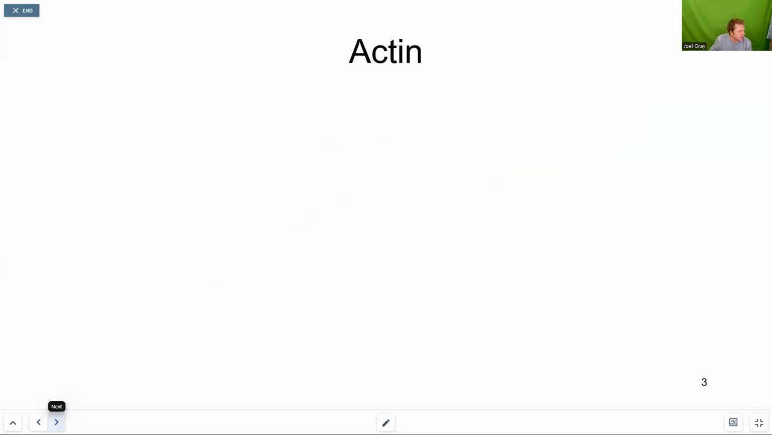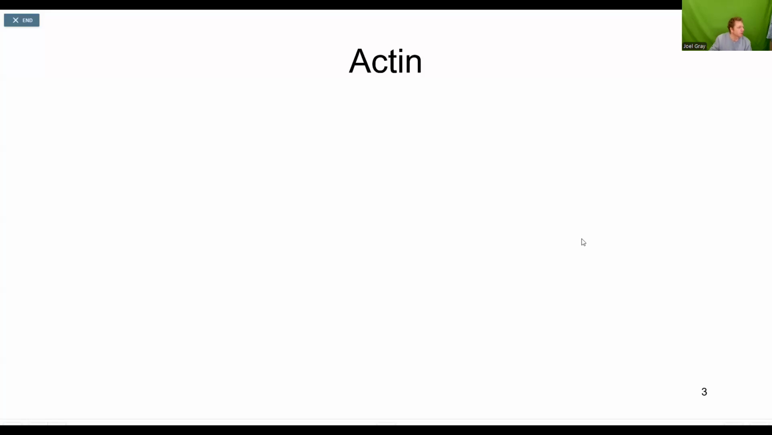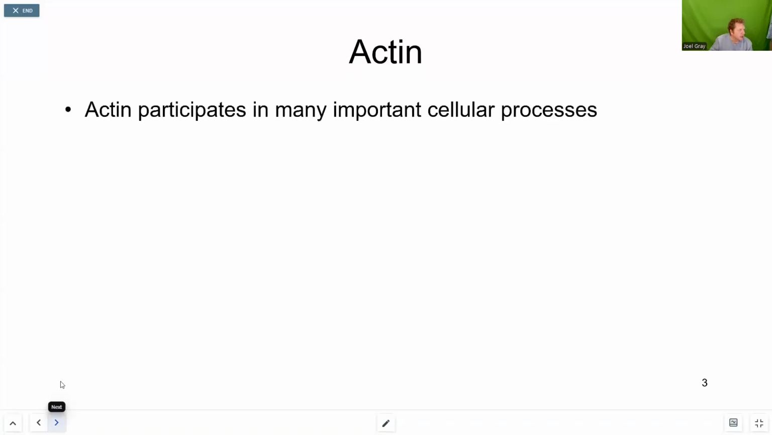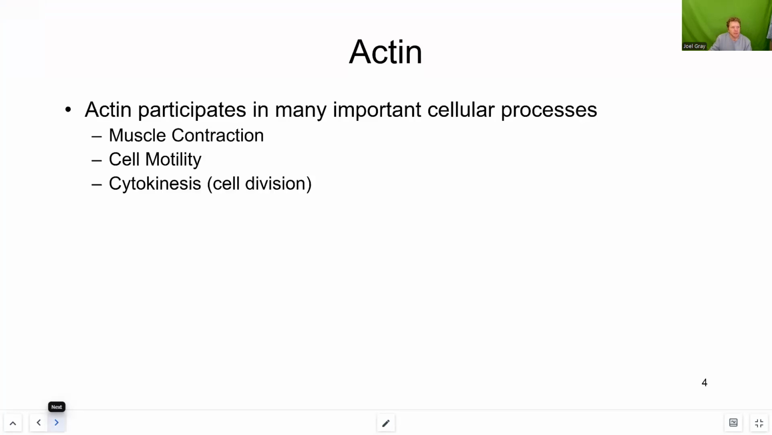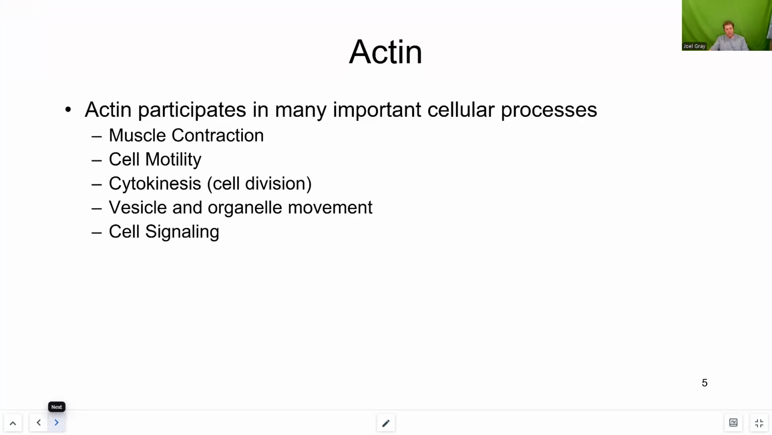But before we get to that, we need to look at actin. Actin participates in many very important cellular processes. Actin is involved in muscle contraction, obviously, cell motility, cytokinesis, or your cell division, vesicle and organelle movement, cellular signaling, so perceiving something from outside of a cell and communicating that inside, and cellular shape, so it gives a cell structural integrity.